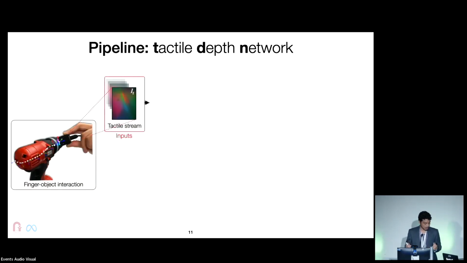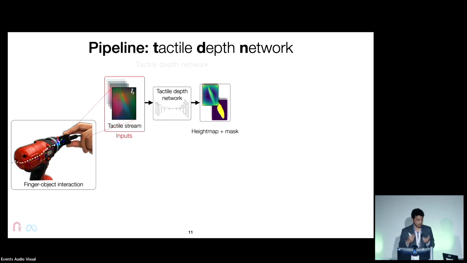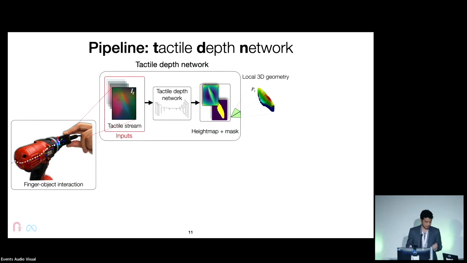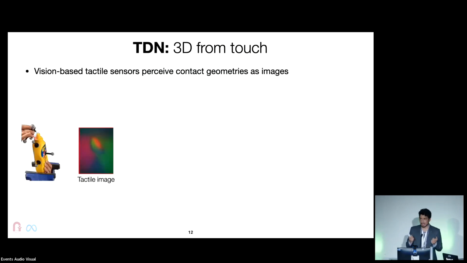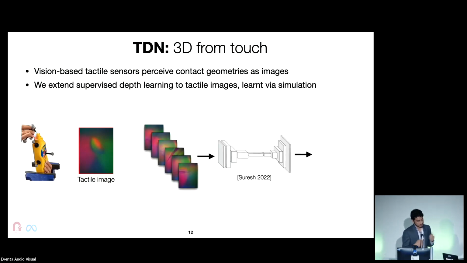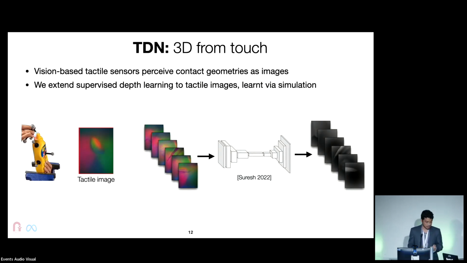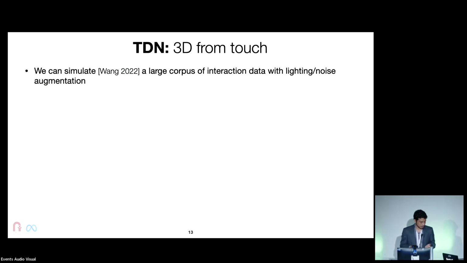So starting out, given this finger object interaction and the resulting tactile stream, which are images, the first step that we have here is deriving these tactile geometries or salient geometries from images, essentially an image to 3D problem. Vision-based tactile sensors perceive these contact geometries as images, and we leverage the success of supervised learning methods in monocular depth estimation, for example, to extend these towards tactile images over here.